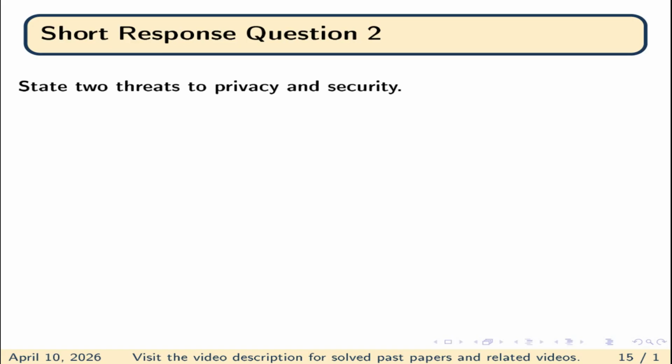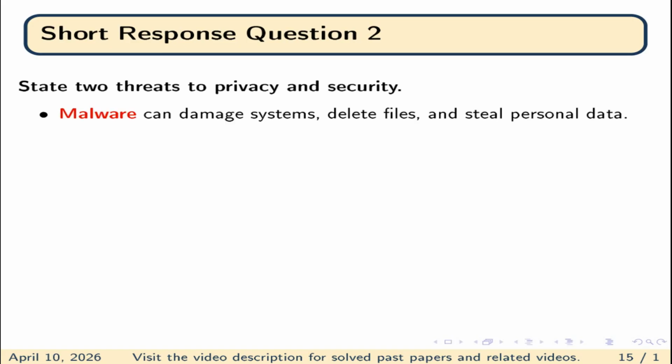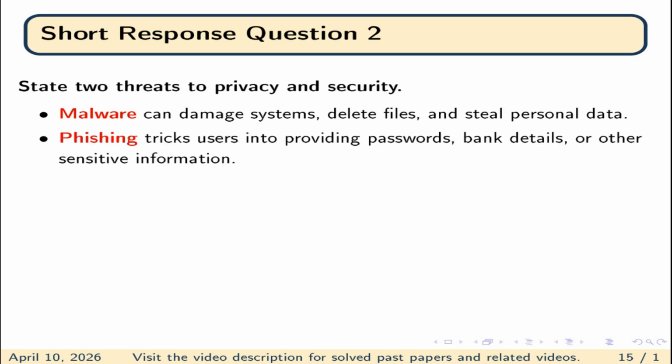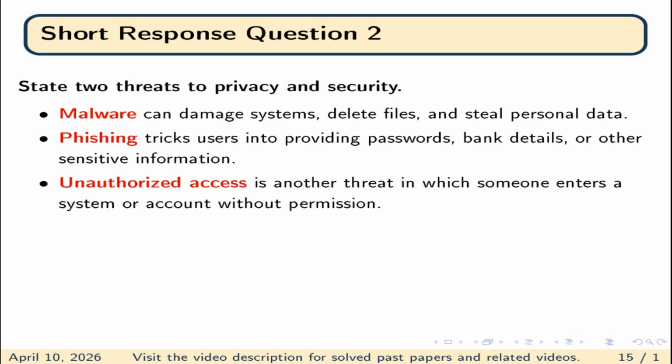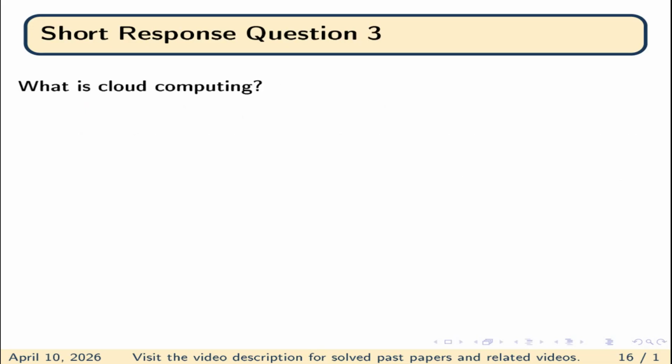State threats to privacy and security. Malware can damage systems, delete files, and steal personal data. Phishing tricks users into providing passwords, bank details, or other sensitive information. Unauthorized access is another threat in which someone enters a system or account without permission.